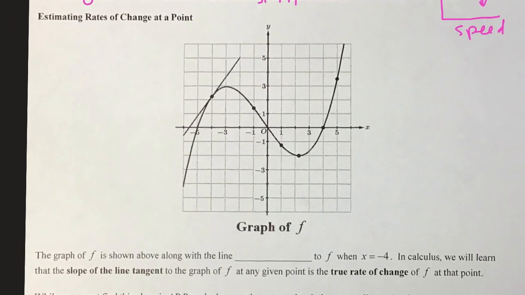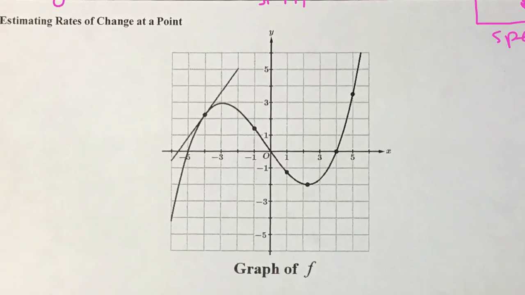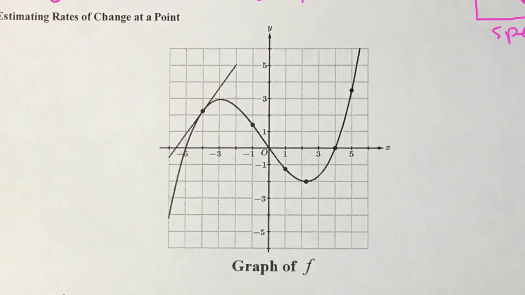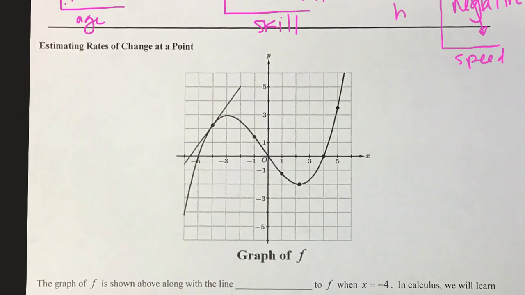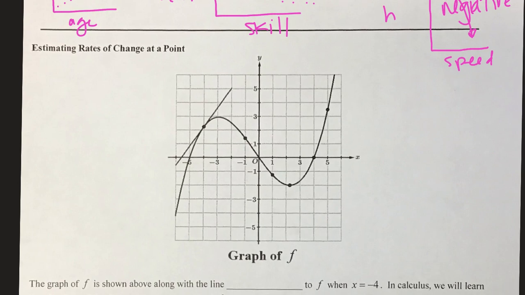So, estimating rates of change at a point. Here I want you to take your paper and fold it over your other paper so that you have a straight edge. The graph of F is shown along with the tangent line. This line on our graph is called the tangent line because it only touches your graph in exactly one place. It doesn't cross over it and it doesn't go perpendicular. It is trying to touch it in exactly one place.